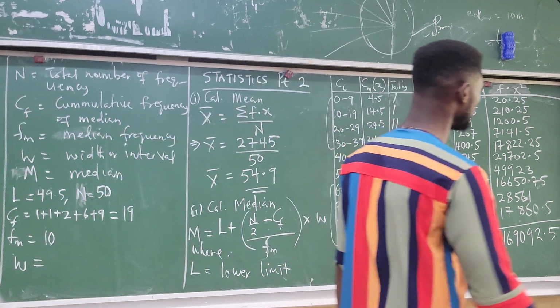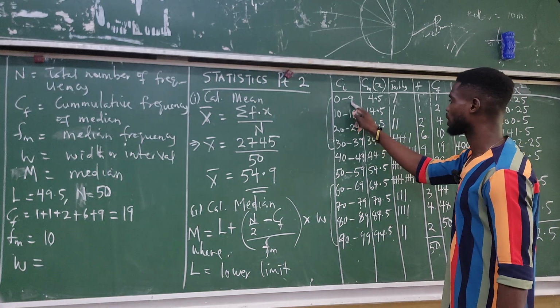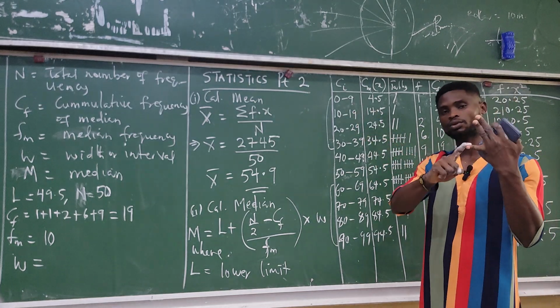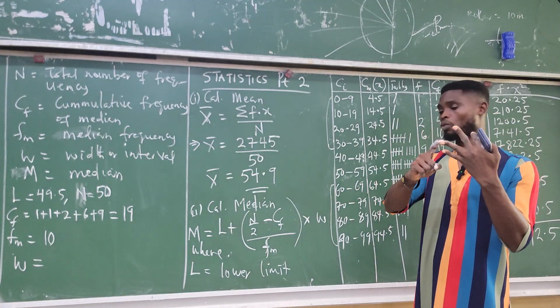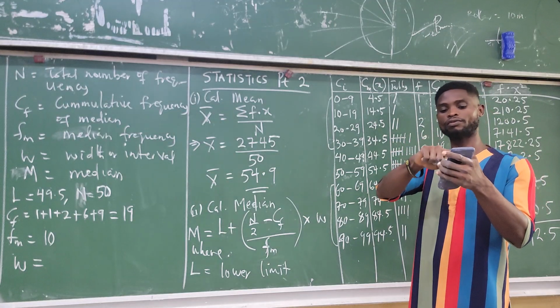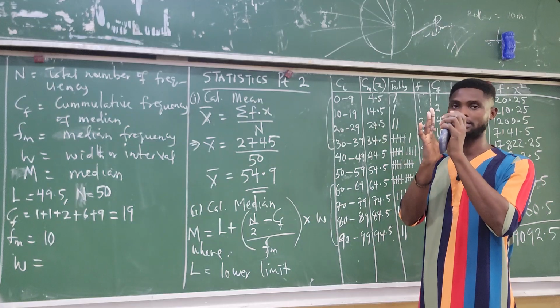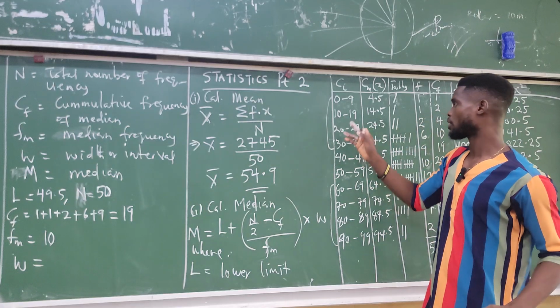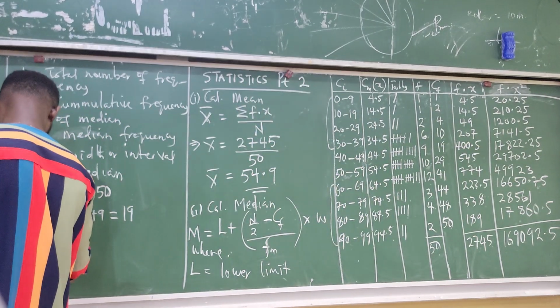So if you come back to width, now look at width. What do we mean by interval? 0 to 9. Start from 0, that is 0, 1, 2, 3, 4, 5, 6, 7, 8, 9. How many do we count? That is 0 to 9, that is 10. So our width, which is the interval, is 10.